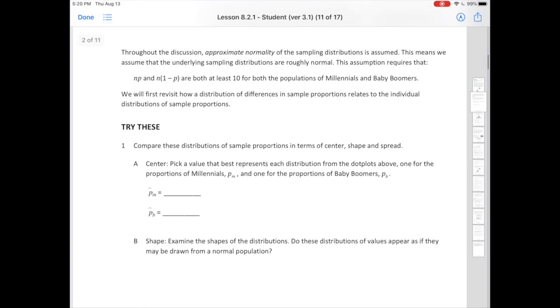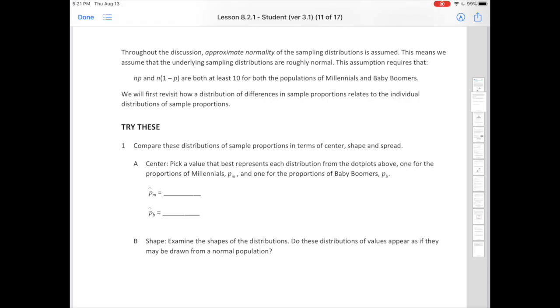Throughout the discussion, approximate normality of the sampling distributions is assumed. This means we assume that the underlying sampling distributions are roughly normal. Recall, this assumption requires that n times p and n times 1 minus p are both at least 10 for both the populations of millennials and baby boomers. We will first revisit how a distribution of differences in sample proportions relates to the individual distributions of sample proportions.